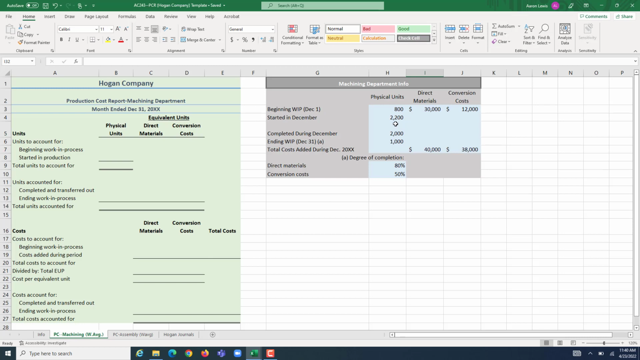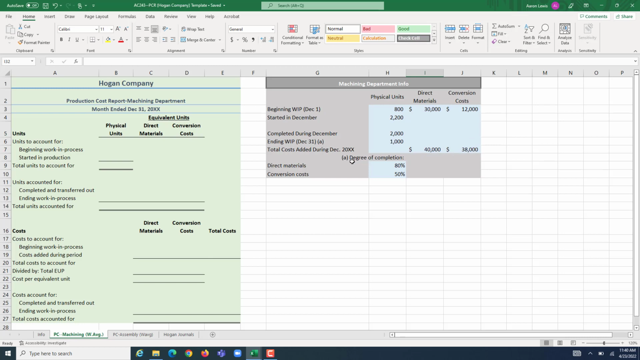That means that in total we had 3,000 units come through. Of those, 2,000 were completed during December, and since we're the first phase of production, the machining department, that means those 2,000 units were transferred to the next phase, the assembly department, while the other 1,000 are still sitting in Hogan Company's machining department's ending WIP. And those 1,000 units which we have in ending WIP have, at the time December ends, $40,000 worth of direct material costs already committed to them, and $38,000 worth of conversion costs.